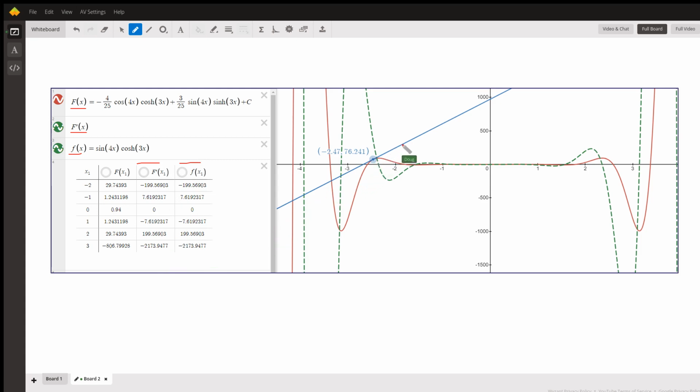And here's a tangent line. If you go to the Desmos graph, you can slide this point along the graph of big F, and you'll see tangent lines at various points along the curve. There you go.